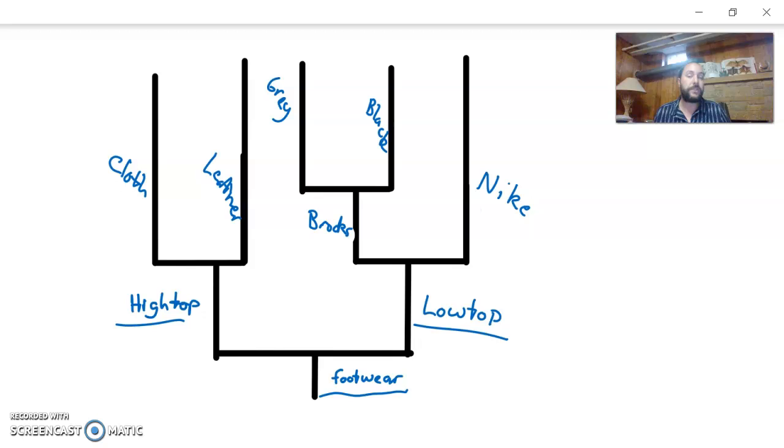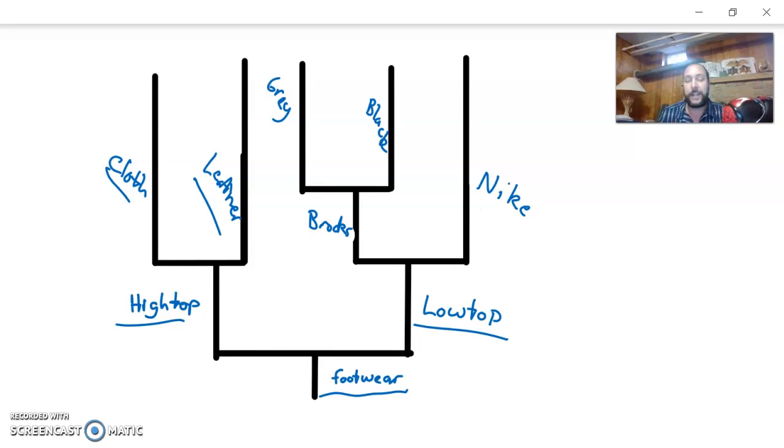And so this allows us to look at this diagram and understand how things are related. So I understand that cloth and leather footwear are more closely related to each other than they are to Nike footwear, at least according to my classification. Right. The other thing I can do that's kind of interesting is, what if I find something new like this? This is one of my ski boots. And you probably don't have anything like this on your classification table.